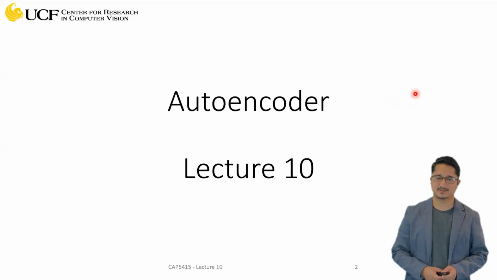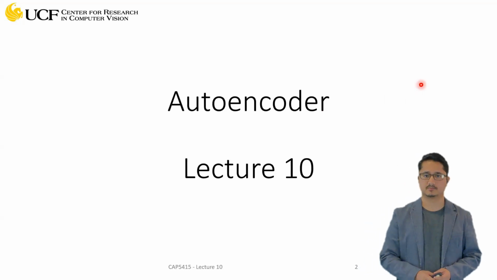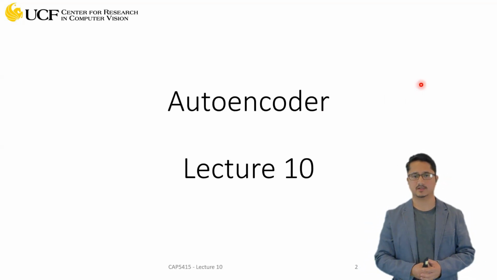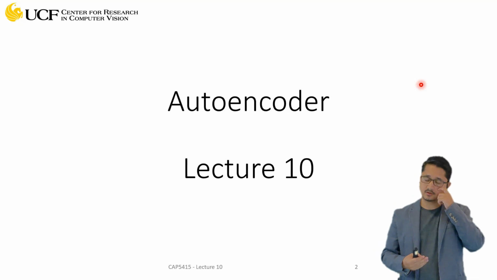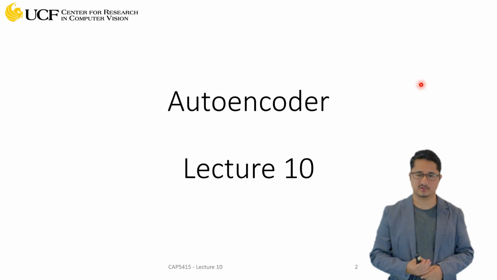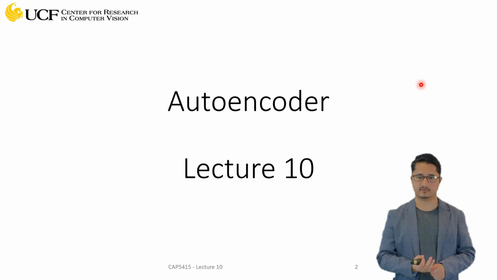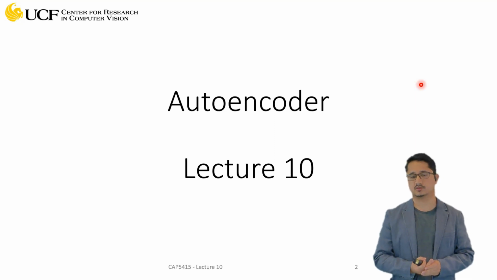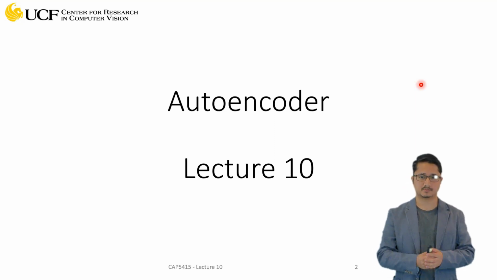Okay, so the next lecture is on autoencoders. And in the previous lecture, we saw how we can use classical computer vision algorithms to extract features from images, right? We studied HOG, histogram of gradients. We studied SIFT features. We studied how we can detect key points in your images.